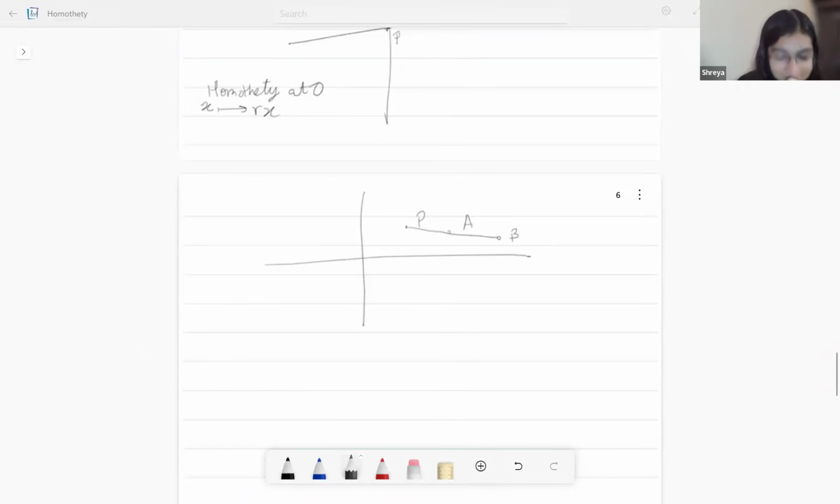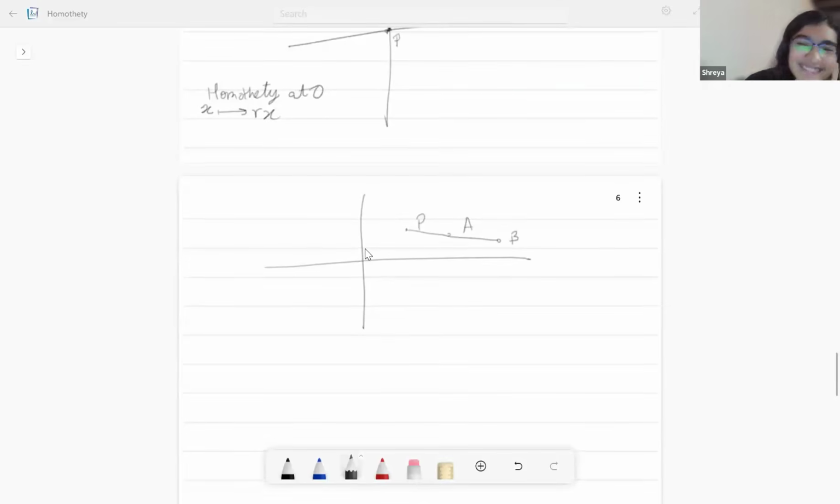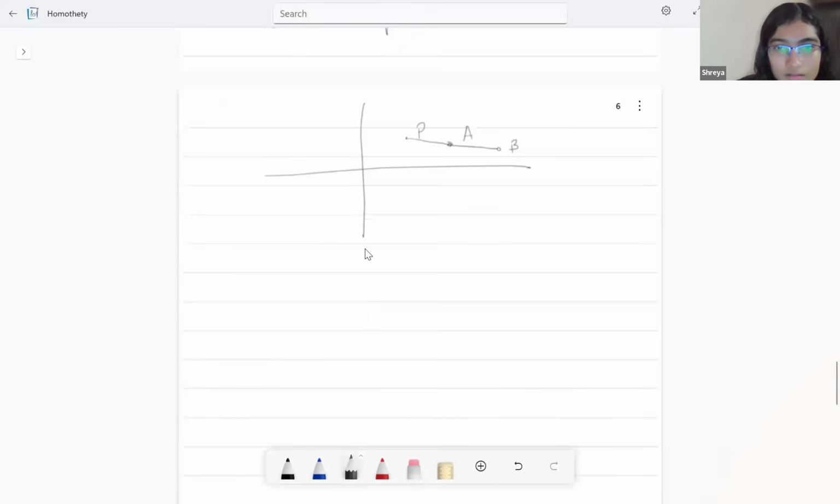Okay, to calculate this, if we can do it for the origin, then this is a geometric property, so it should translate nicely in some sense. What we will do is take the homothety at P sending A to B. Then we can translate the whole figure on the complex plane, so that instead of P being here, P is at the origin.